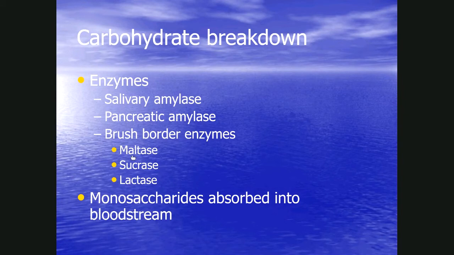Maltase splits apart the sugar called maltose. Maltose, you need to know, is a glucose bound to another glucose. And so glucose to glucose connections are going to be split by this enzyme called maltase. So the enzyme is maltase, and that sugar, glucose bound to glucose, is called maltose.